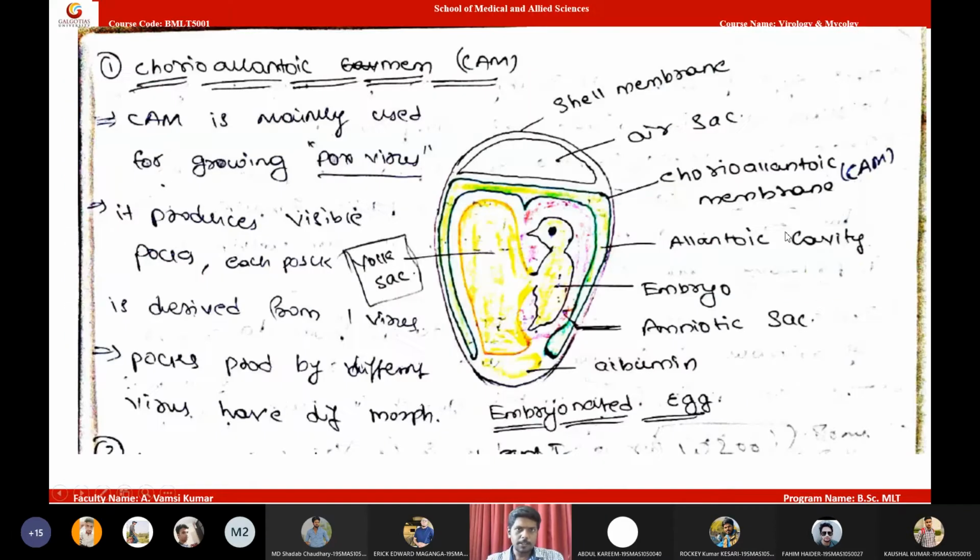Okay, so coming to the anatomy of the embryonated egg. In the embryonated egg, you will have an air space. Then you will have a double-layered membrane called the chorioallantoic membrane. Within this membrane, you have a space, and that space or cavity is called the allantoic cavity. Then you have the embryo. The embryo is connected to the yolk sac. The yolk sac will provide nutrients to the embryo. And at the bottom, you will see albumin. And this embryo itself is suspended in the amniotic sac. Within this amniotic sac, the baby has been suspended. In that amniotic sac, obviously, you will find the amniotic fluid. So this is the basic anatomy of an embryonated egg.